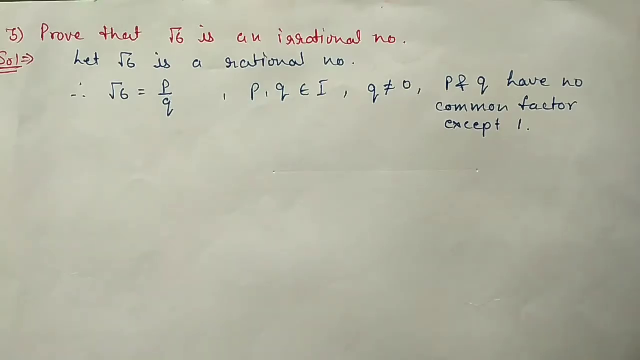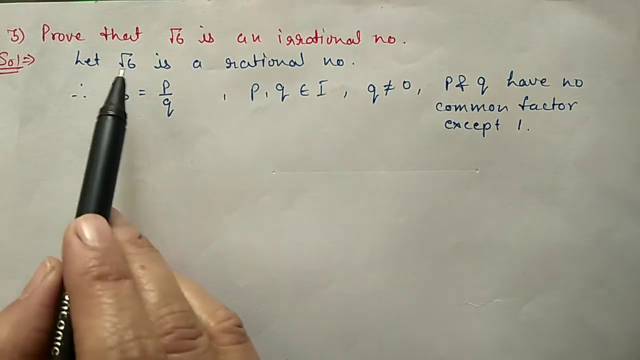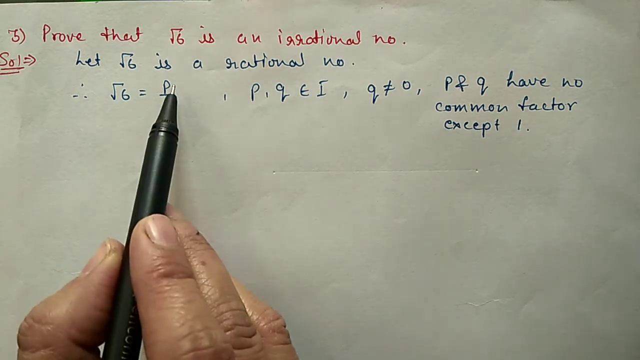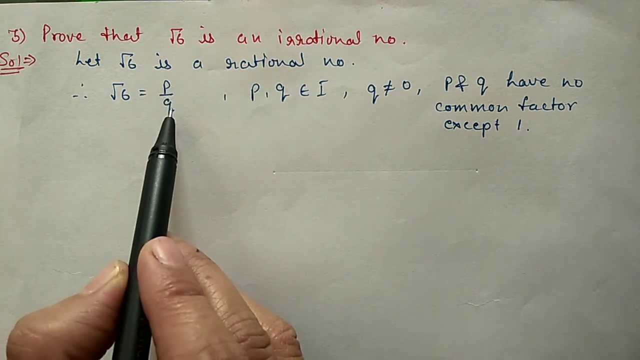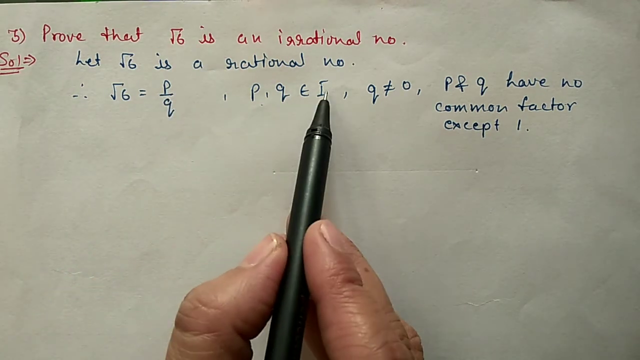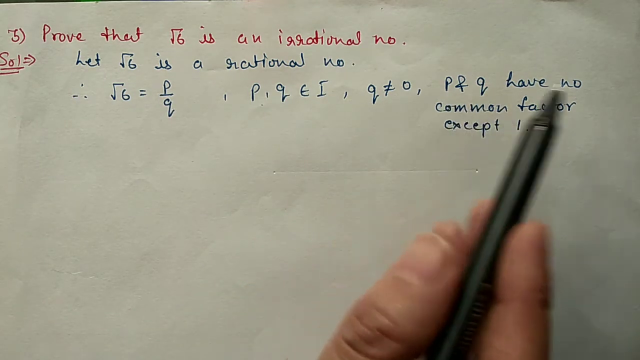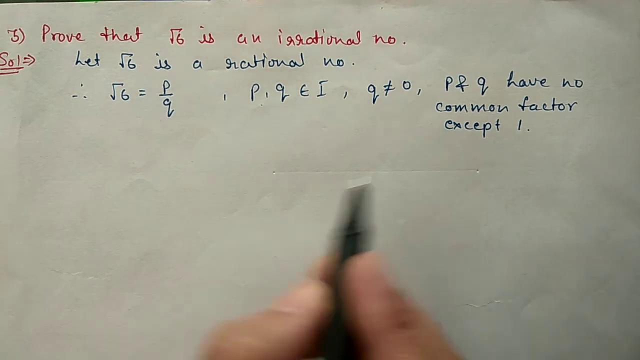Next, question number 3: prove that root 6 is an irrational number. So first we will assume that root 6 is a rational number. If it is a rational number, then we can represent it as p by q, where p and q are integers, q should not be 0, and p and q have no common factor except 1.